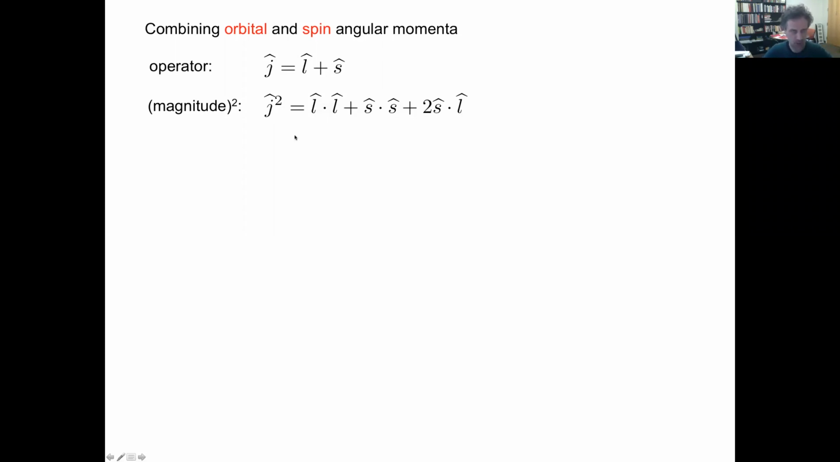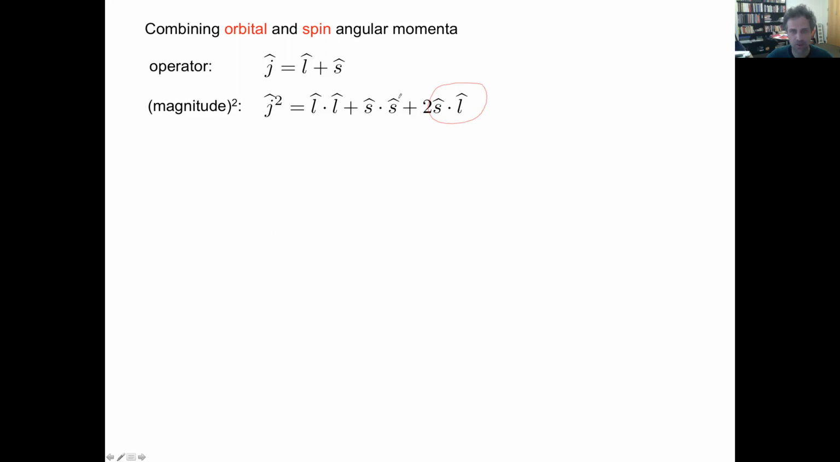That is the magnitude square of this new operator, the combination of the two. What I'm really interested in is this term here. This term is the combination of S and L, and then multiplied here. This cross term is the so-called spin-orbit coupling term.